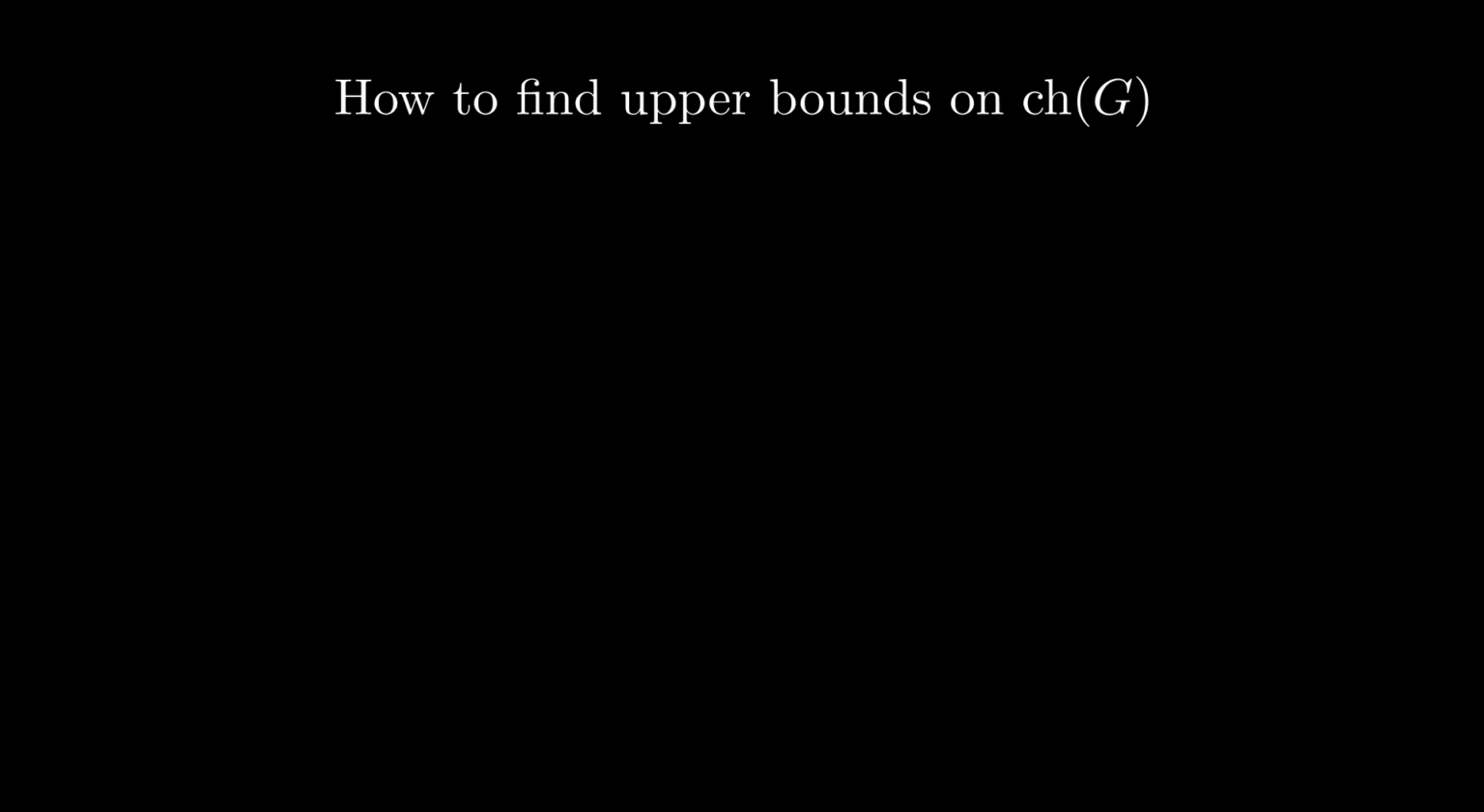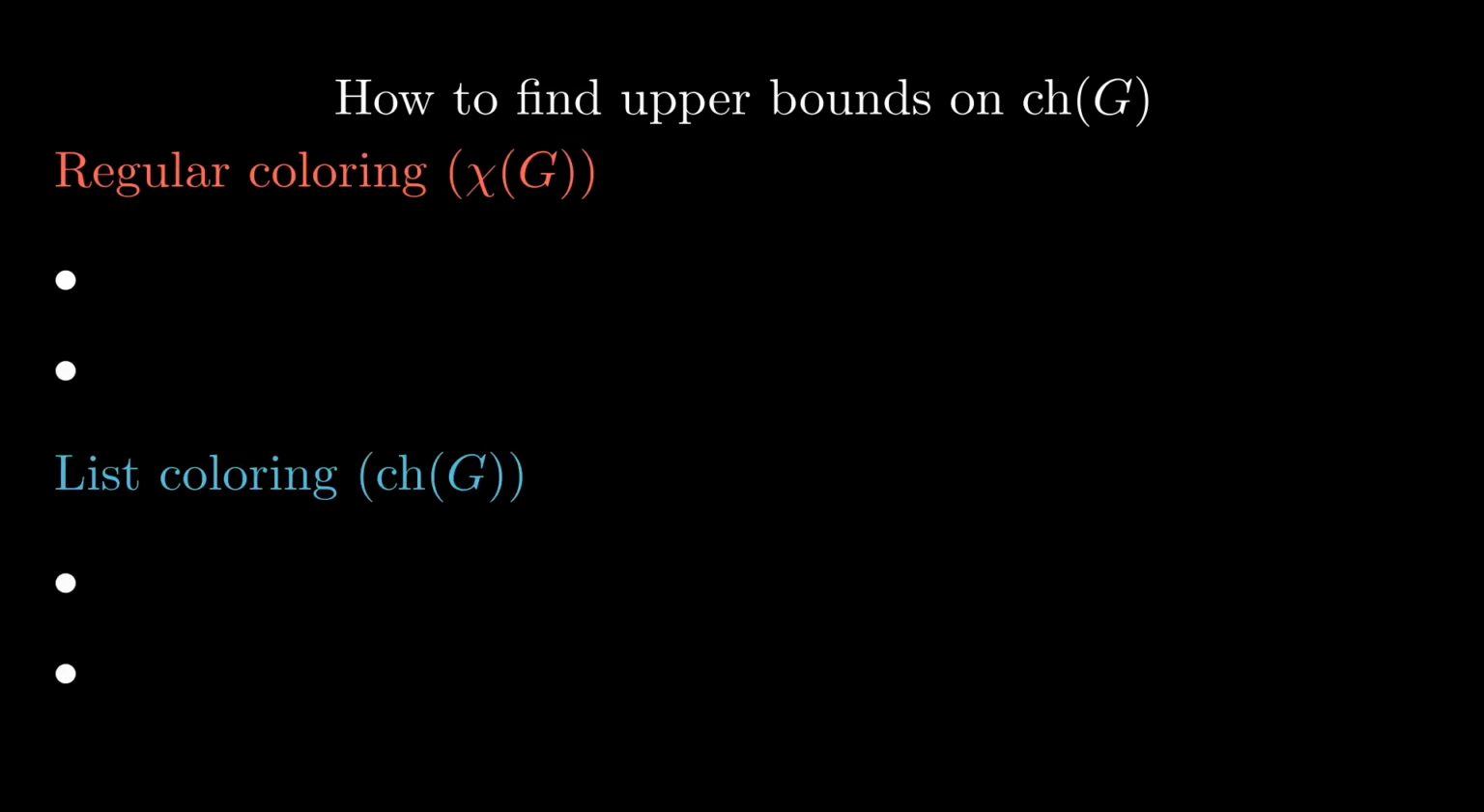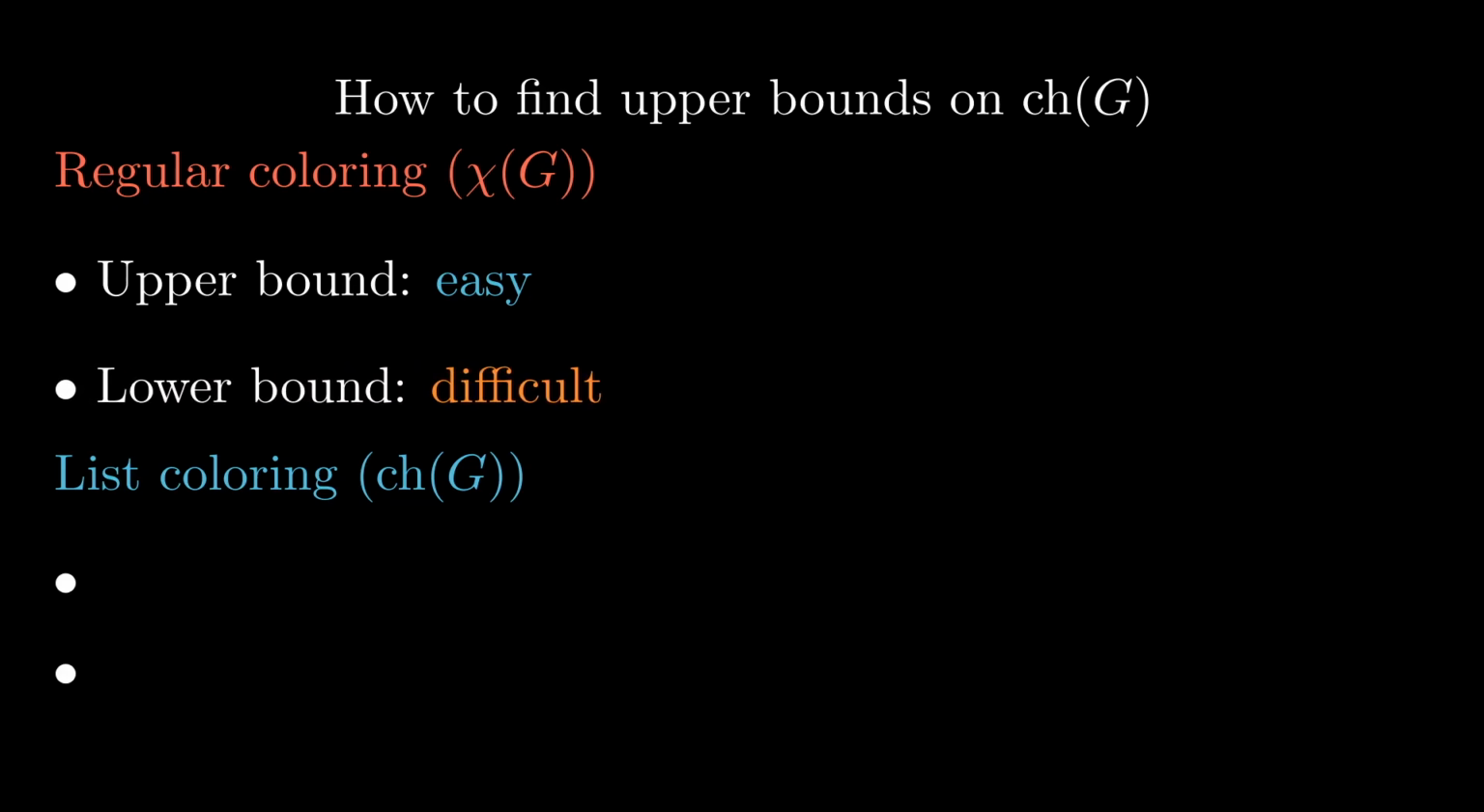We will first compare list coloring to regular coloring. In regular coloring, we don't assign the vertices any colors to choose from. All we do is give each vertex a color such that no two adjacent vertices are the same color. The chromatic number chi of G is the minimum number of colors required to do this. Finding an upper bound for chi of G is quite easy. All we do is give an example for a coloring. But finding a lower bound is difficult. How will we prove that a coloring exists using some number of colors, without going through all the cases?